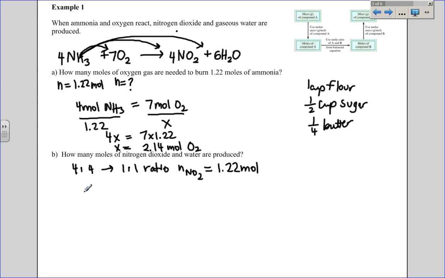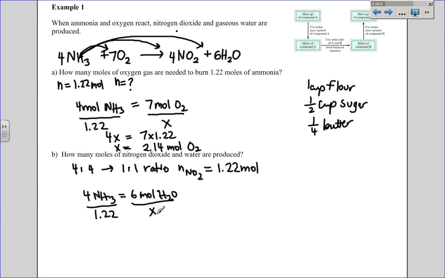To determine the water, I know that for every 4 moles of NH3, I will produce 6 moles of H2O. Therefore, for 1.22 moles of NH3, I will produce X moles of H2O. When you're setting up your proportion, you want to be very careful and make sure that your moles match each other. So this is NH3 and this is NH3. This is water and this is water.